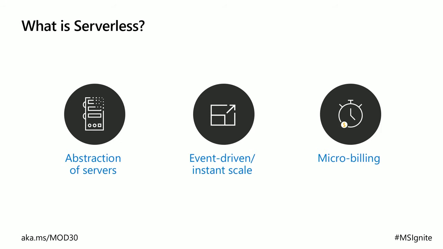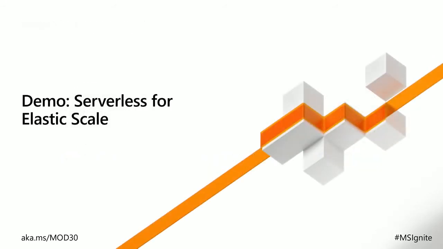And also, one of the main features is micro-billing. So you only pay for the seconds that your code is running. You're not paying for storing the code. You're not paying for keeping a server up and running that code is running on top of. You're only basically borrowing a little piece of that processing power on the cloud for the seconds that you need it, and you're being billed for that. So let's actually look at this little demo here of serverless at elastic scale.